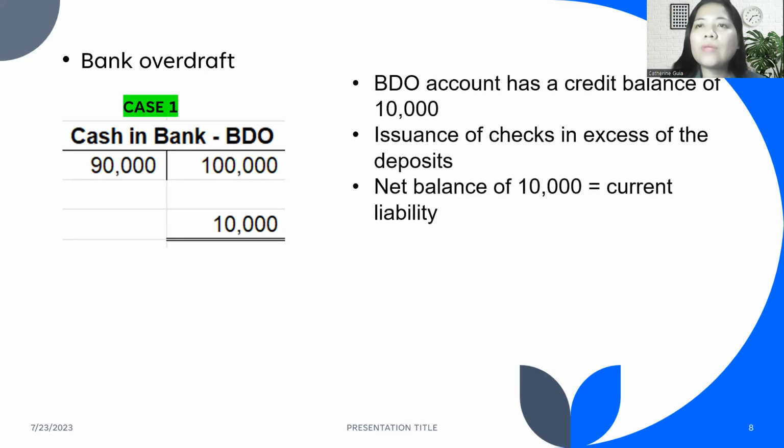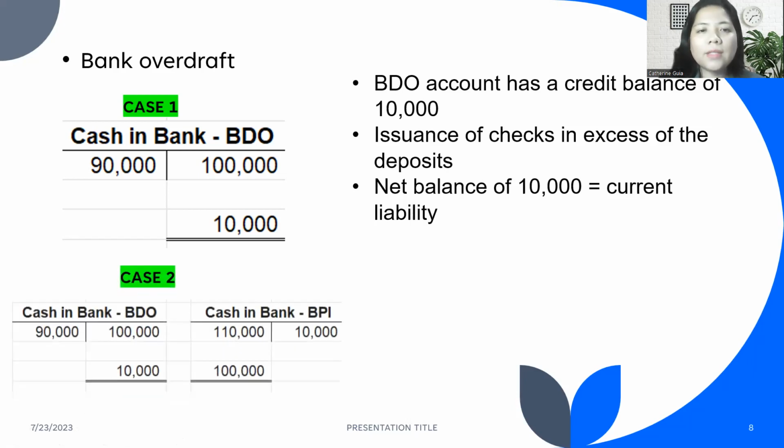So your BDO account has a credit balance of 10,000, and based on the record, you have issued checks in excess of your deposit. So your net balance is 10,000, and this is called an overdraft. So it is a current liability.